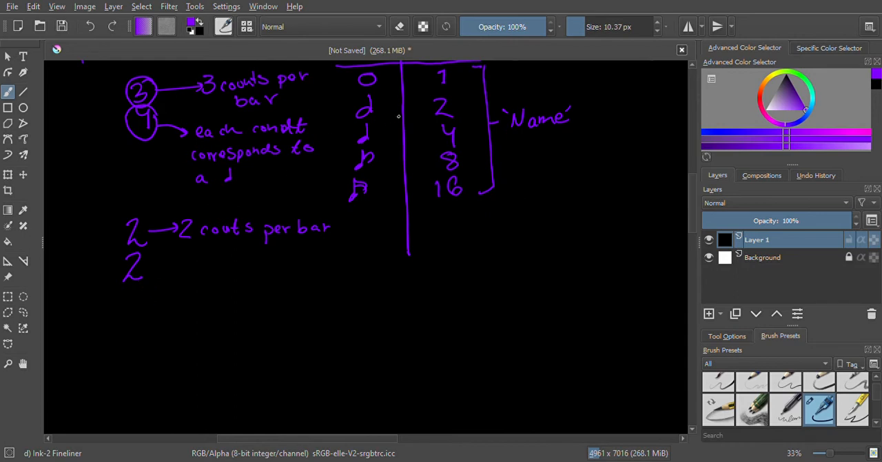And in this case it's a half note. Why? Because the 2 means a half note. So I'm not going to write out the entire thing here. I'm just going to write half note. So in this scenario, there are 2 counts per bar, there are 2 beats per bar, and each beat per se is worth a half note. Each beat is worth a half note, or each beat corresponds to a half note.